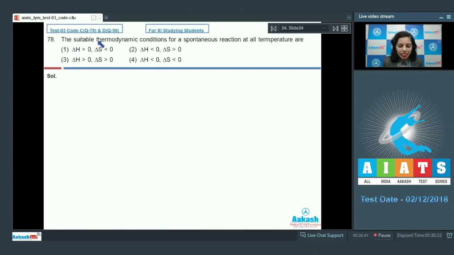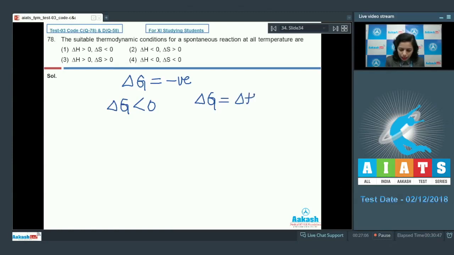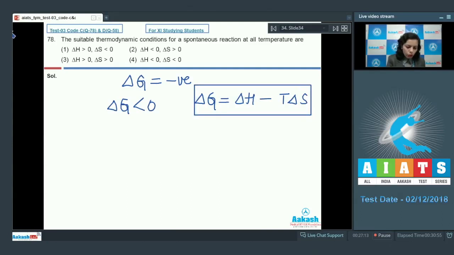Question number 78. The suitable thermodynamic conditions for a spontaneous reaction at all temperatures are. Basically, we know that the process would be spontaneous when the delta G value is negative, or we can say the delta G value is less than 0. And one more thing, delta G is equal to delta H minus T delta S. That's the relation that we use to find out whether the reaction is spontaneous or not.